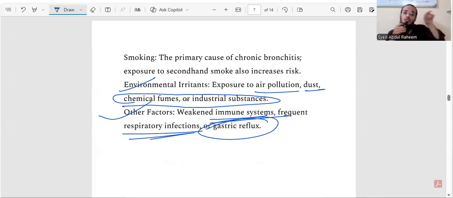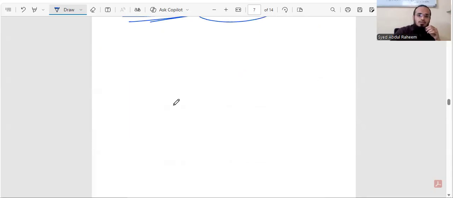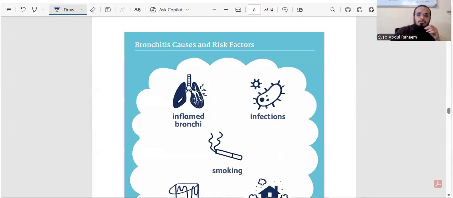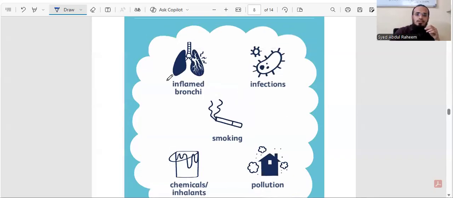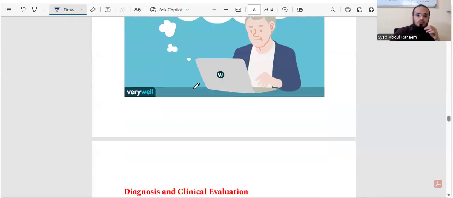Gastric problems also cause bronchitis. Okay, so these are the secondary causes. You can see the causes: smoking, chemical inhalation, pollution, infection, or inflammation in the bronchi.